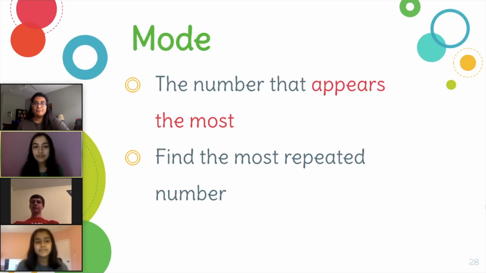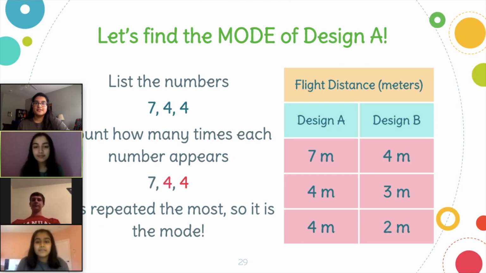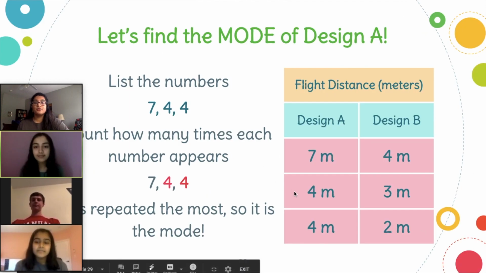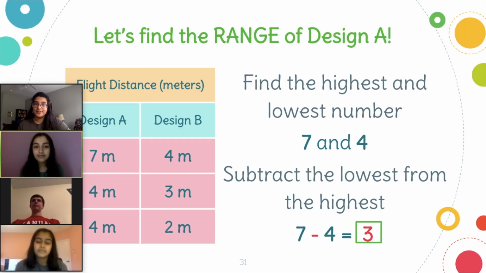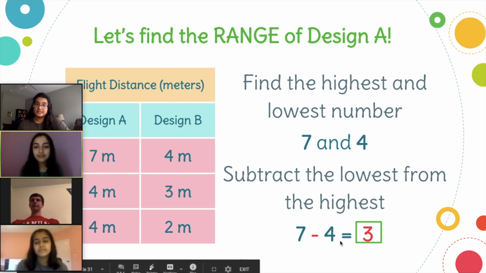And finally, the mode is the number that appears the most. So basically, you just find the most repeated number, and that's your mode. So for design A, the number that repeats the most, there are 2 4s here, so 4 is the mode of design A. And also range. The range is the difference between the lowest number and the highest number. And in order to find it, you subtract the lowest number from the highest number. So for design A, you find the highest number, which is 7, the lowest number, which is 4, and you subtract them. So 7 minus 4 is 3, and 3 is your range.